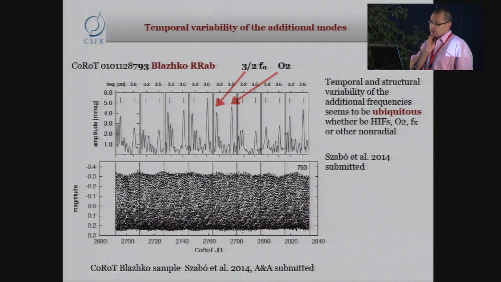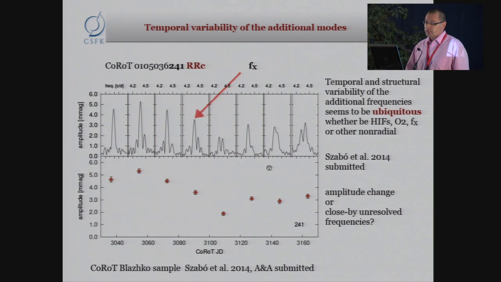We went a step further and checked the temporal variability of these additional modes. And you see one example here. This is the half-integer frequency. This is related to the second overtone. This is one example. We have several examples. This is the conspicuous 0.61 period ratio frequency. And you see a temporal variation, not only in the amplitude, but also in the structure of these modes.